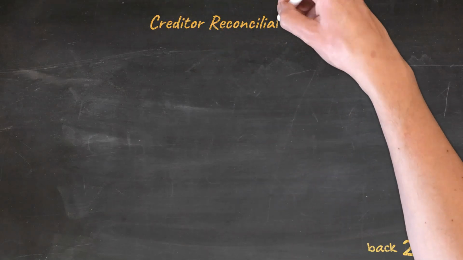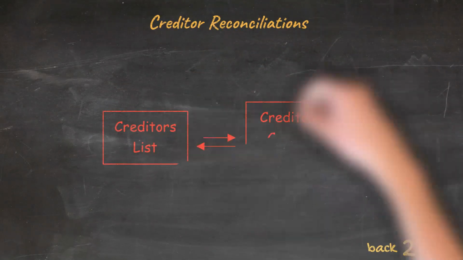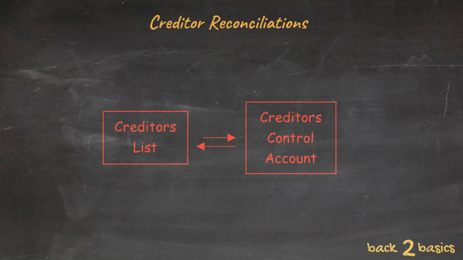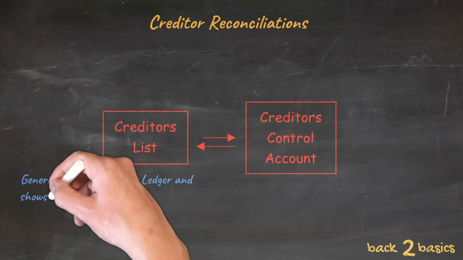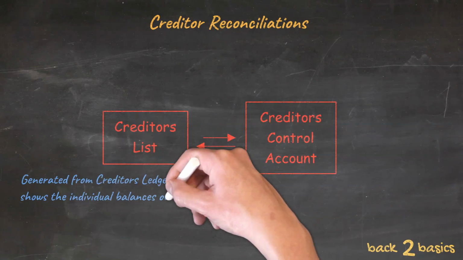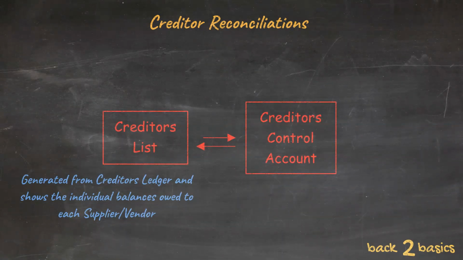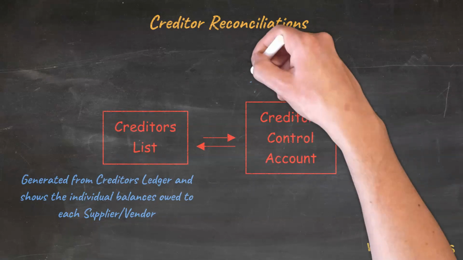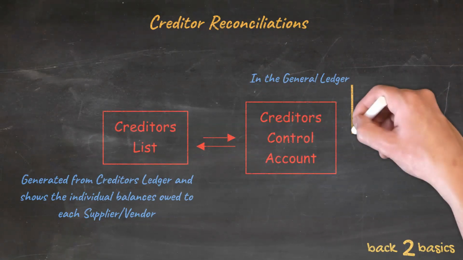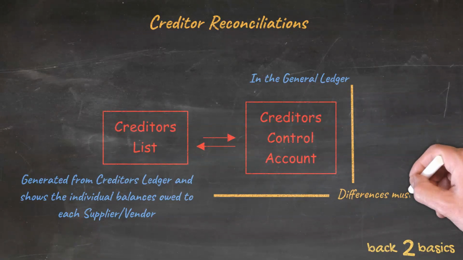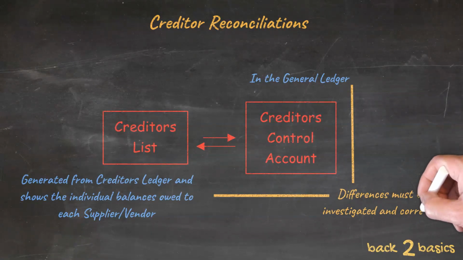Similarly, when performing a creditors reconciliation, you need to agree the total of the creditors list, which is generated from the creditors ledger and shows the individual balances owed to each supplier, to the total of the creditors control account in the general ledger. And any differences between these 2 totals must also be investigated and corrected.